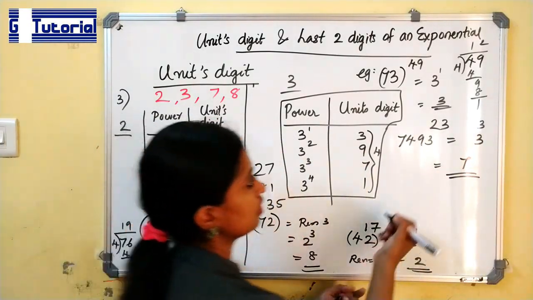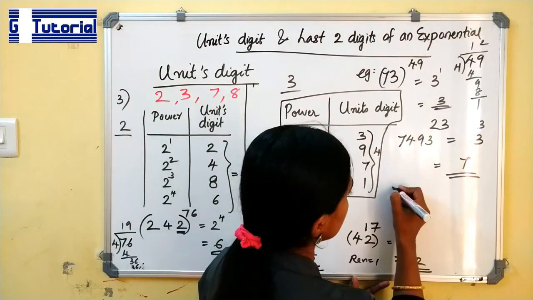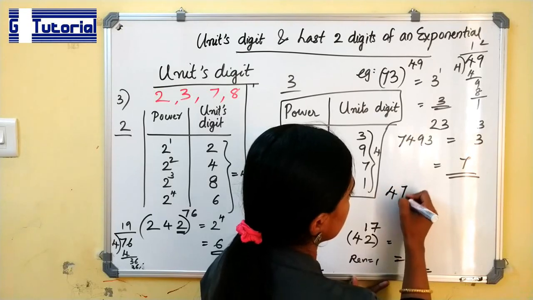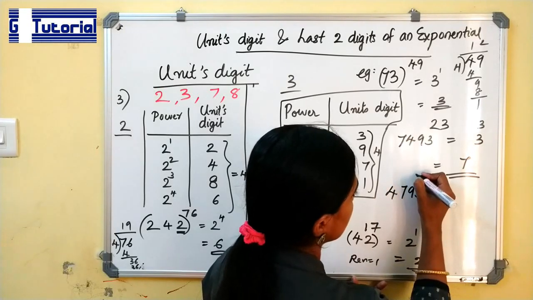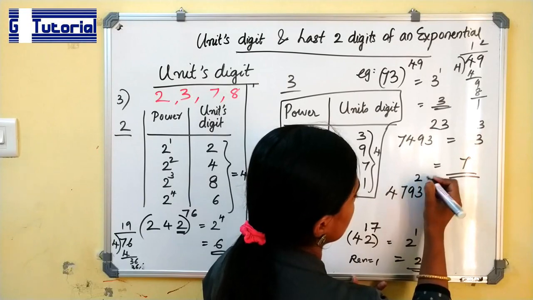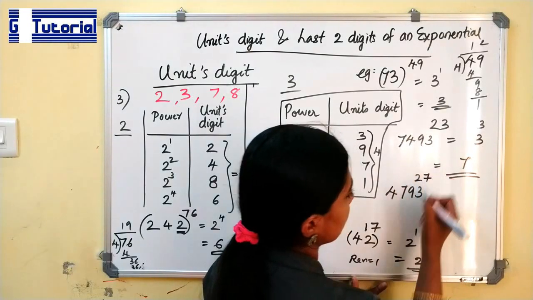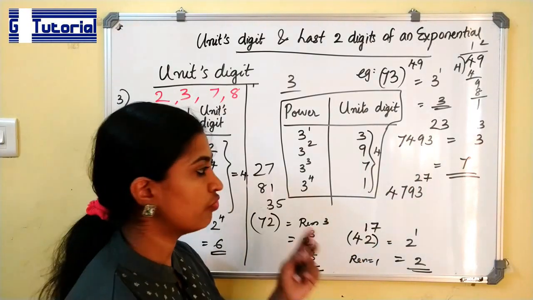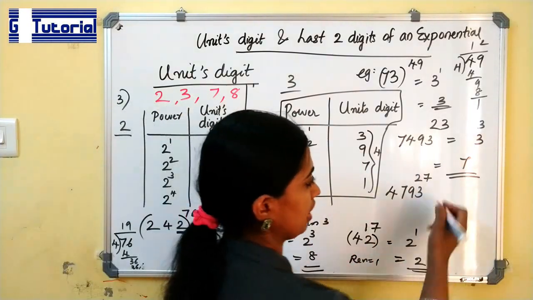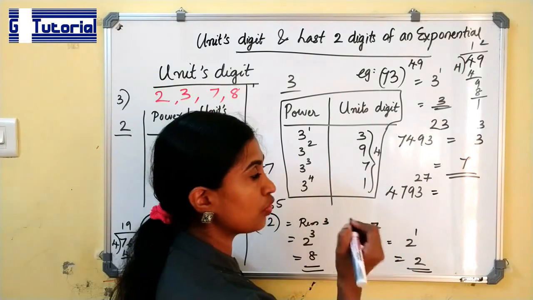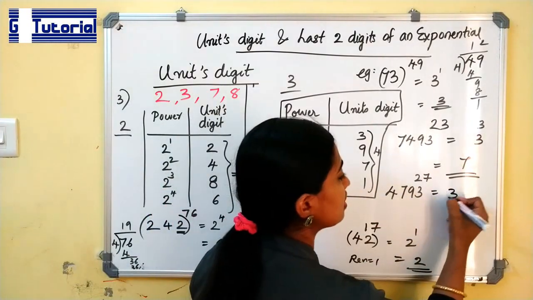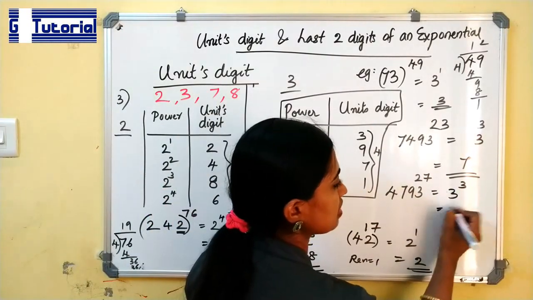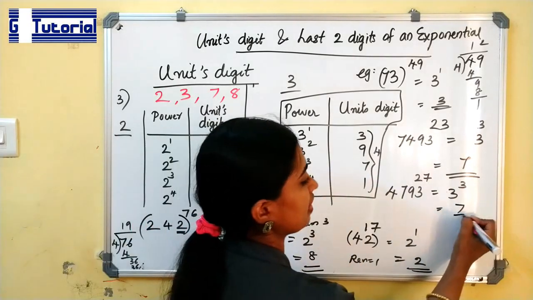Next question. We have to divide 27 by 4. The remainder is 3. 4 6s are 24. Remainder is 3. So the ending digit of 3 raised to 3 gives the answer. 3 raised to 3 ending digit is 7.